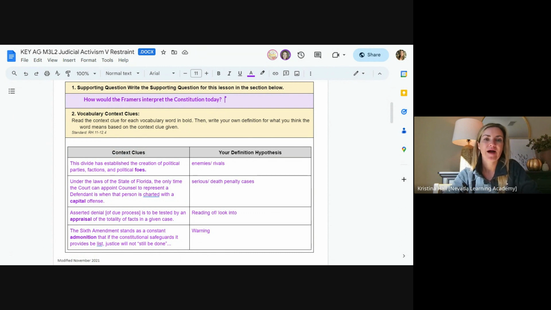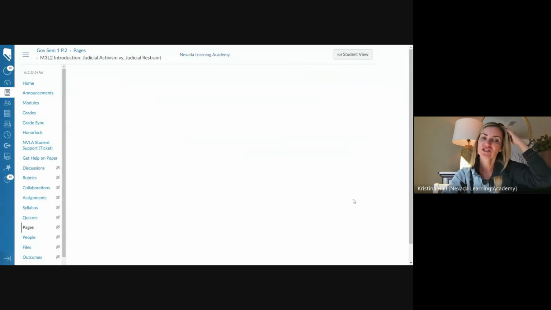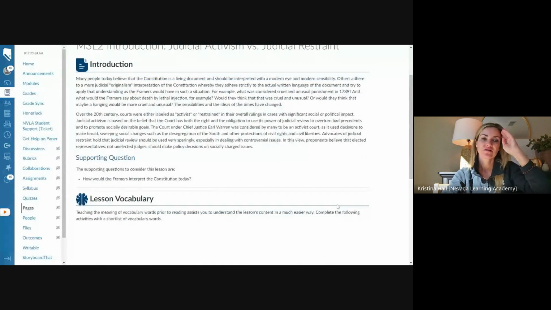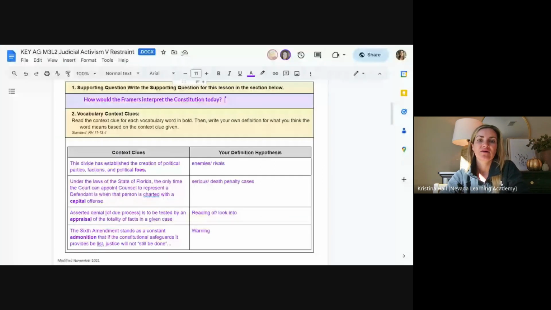Okay, so we're going to go back over into Canvas and find our essential question, supporting question. How would the framers interpret the Constitution today? This is a very loaded question, and the reality is that it's probably going to depend on which person and what court case. You're going to copy and paste that here in number 1. I'll put this in the chat for you.